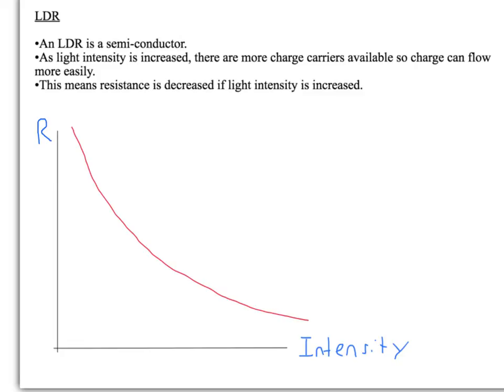If you move your device further away from a light source, the intensity reduces. It's an inverse square law, but you don't need to worry too much about that. But in terms of thinking about how you can change light intensity, it's about the distance between your source of light and your LDR.